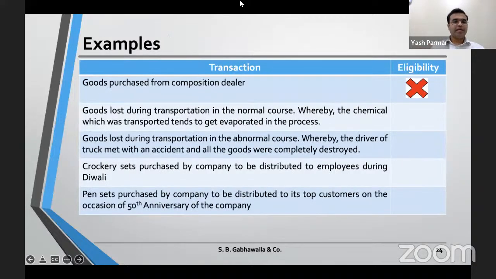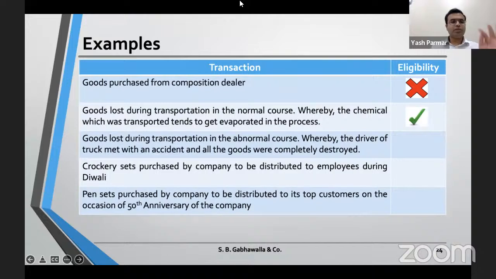Now in this case, if you refer to the example, a taxpayer is transporting chemical which tends to evaporate. Now there are certain kinds of chemicals which tend to evaporate if a certain kind of air pressure is not maintained. During transportation, some quantities tend to evaporate. Now in this case, because the goods are lost in the normal course and it is not an abnormal course, ITC can very well be claimed. And this position is confirmed by the Madras High Court in the case of R Steels and Alloys. They have said that for goods which are lost in the normal course, ITC is not required to be reversed.